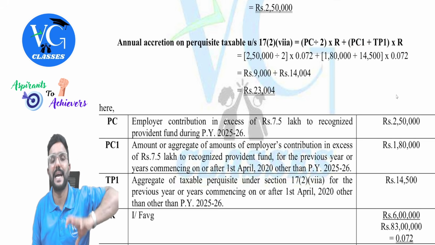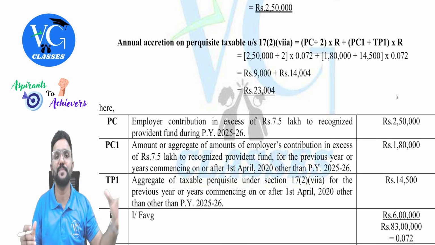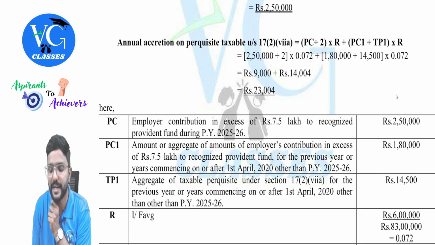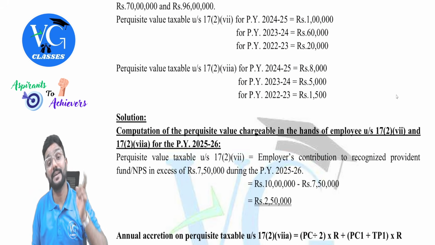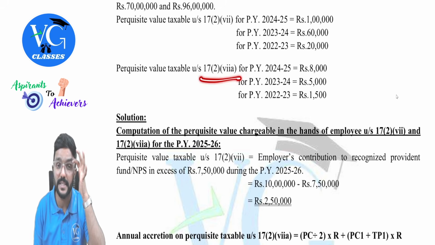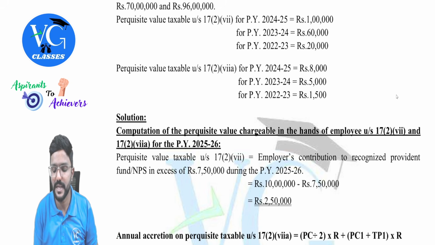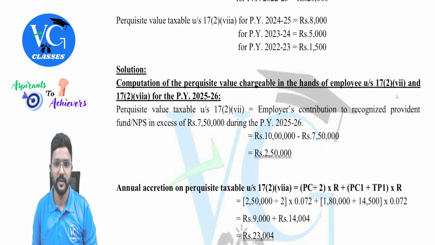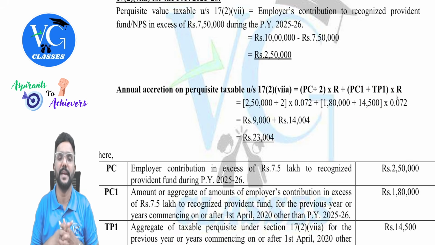Clear? So whatever was taxable as perquisite in the past under section 17(2)(vii), with respect to employer contribution in excess of 7 lakh 50, we need to take the aggregate of all that. Same way, we would have calculated the taxable perquisite under section 17(2)(viia) for the past, that is for the income part. How much is that? For 24-25, 8,000, 23-24, 5,000, 22-23, 1,500. Take the aggregate of it. The aggregate is nothing but TP1, which comes to 14,500.